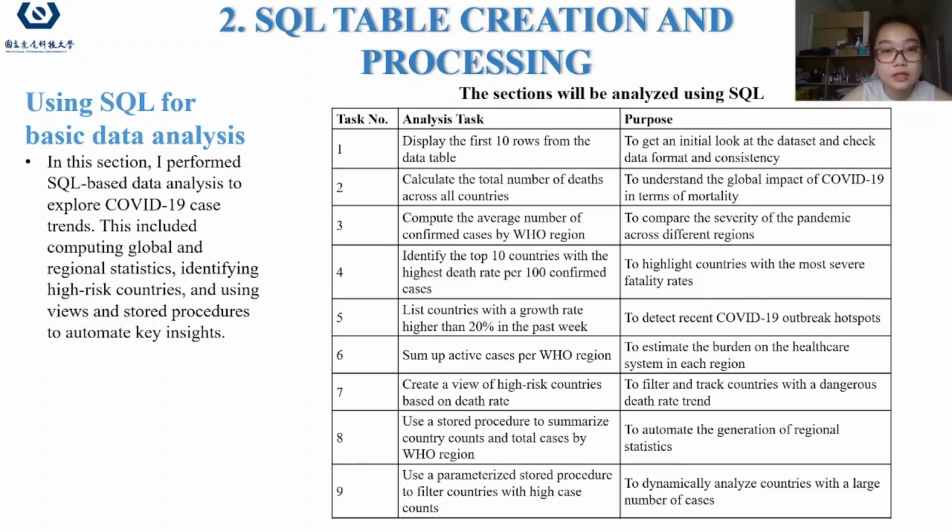Task 4 is to identify the top 10 countries with the highest death rates per 100 confirmed cases. Task 5 is to list countries with a growth rate higher than 20% in the last week. Task 6 is the sum of active cases per WHO region. Task 7 is to create a view of high-risk countries based on that rate. Task 8 is to create a stored procedure to summarize country counts and total cases by WHO region. Task 9 is to use a parameterized stored procedure to filter countries with high case counts. For each part, I will give my conclusion and the insights in a chart or in the dashboard.